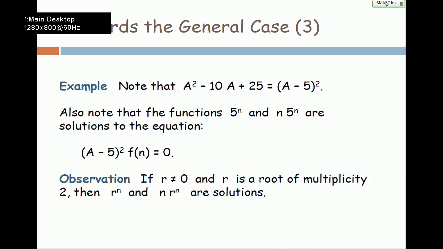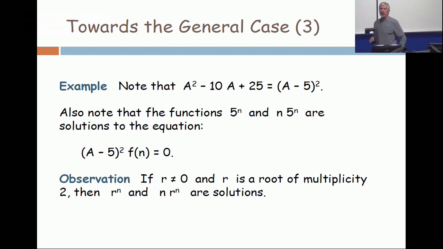So again, we have a quadratic polynomial in the advancement operator operating on f of n, and the claim is that this is a two-dimensional vector space, and we will see that the functions 5 to the n and n times 5 to the n are linearly independent, and therefore those two vectors together form a basis. So the solution space is just the set of all linear combinations of those two basis vectors.